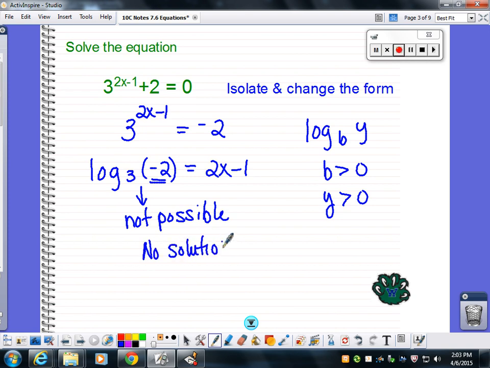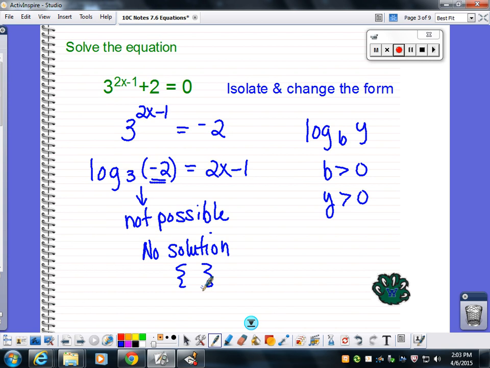You're going to have to watch out for things that don't work because of, like I said, the definition of logs. So this equation would have no solution. Watch out for those negatives, because our bases have to be greater than 0, and our term in the log has to be greater than 0. So we can get things that don't work. It's not really an extraneous solution because this doesn't have a solution, so that's something that's different.